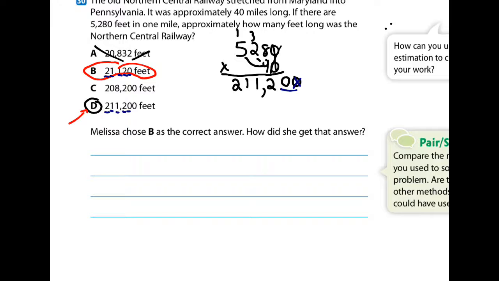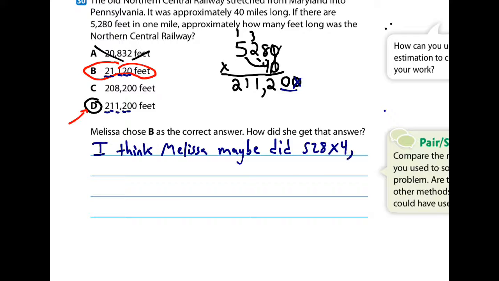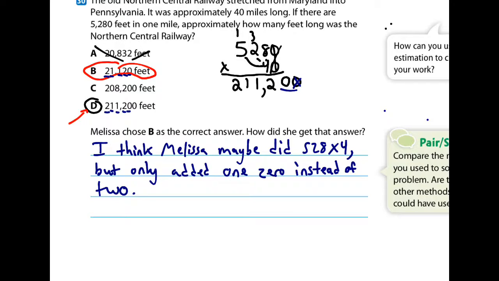So I think Melissa maybe did 528 times 4, but only added 1 zero instead of 2. I don't know what Melissa really did, but that's one way she might have gotten it if she didn't add enough zeros. All right, remember, no wrong answer there. Whatever you wrote is going to be good.